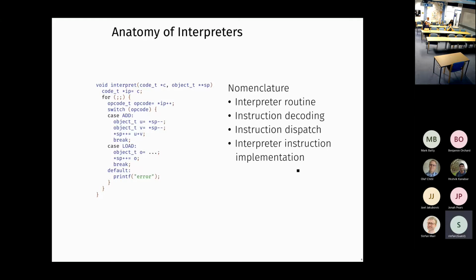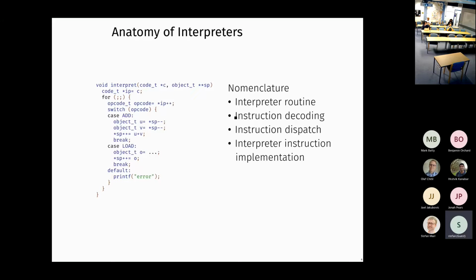On the first slide, can you see my cursor? Yes. So we have an interpreter routine, which is basically all of this function here. It has a code object and some stack data representation, and then it starts looping over the bytecode and dispatching the instructions. So we have an instruction add and a load here. That's what we refer to as an interpreter routine.